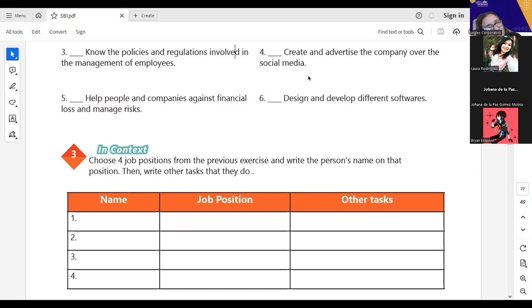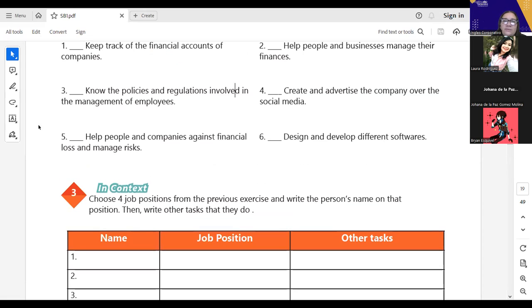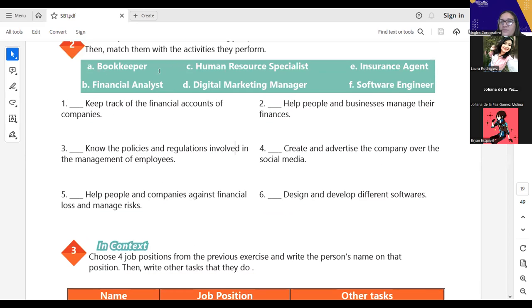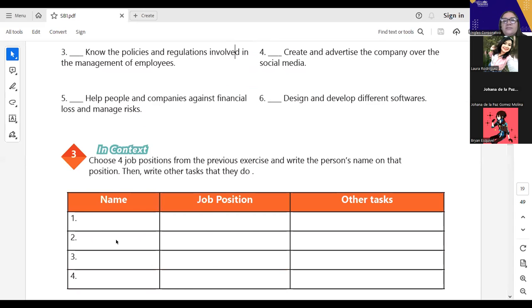So could we say keep track of accounts? All right. Besides that, assisting? Like assisting the accountants? Like creating reports? So that could be other tasks, right? Not necessarily like these ones, because these are just specific for this, right? But if you have other job positions, you can write other job positions and other tasks, other activities, other responsibilities that these people are in charge of, right? Okay.